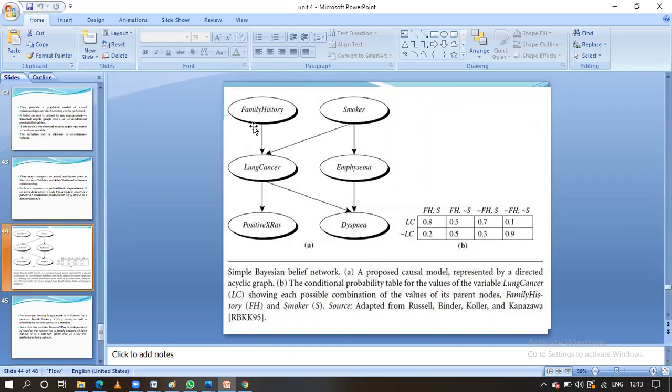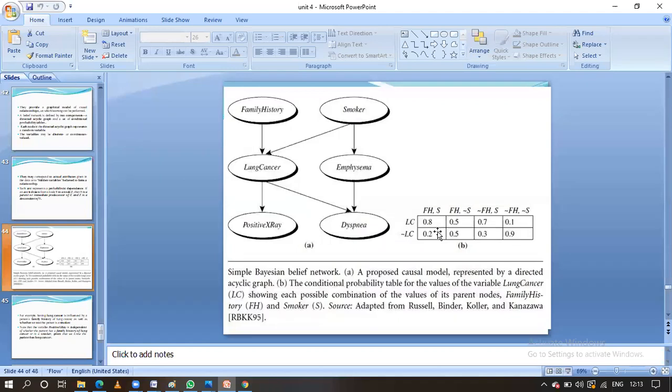Okay, this is the overall representation of how we are going to draw the directed acyclic graph, guys, in the Bayesian belief network. Because this is a simple one, guys, a simple Bayesian belief network. Okay, here the diagram will represent the causal model, representing a directed acyclic graph, guys.